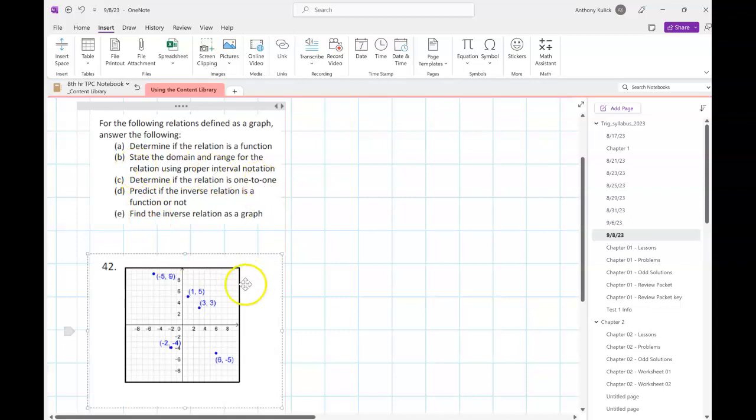Determine if it's 1-to-1. So again, I'm looking for a horizontal line test, or I could just check to see if any of the y coordinates repeat. Nothing repeats. There's no horizontal line that intersects this more than once, so it's 1-to-1. Part D, since f is 1-to-1, f inverse is a function.